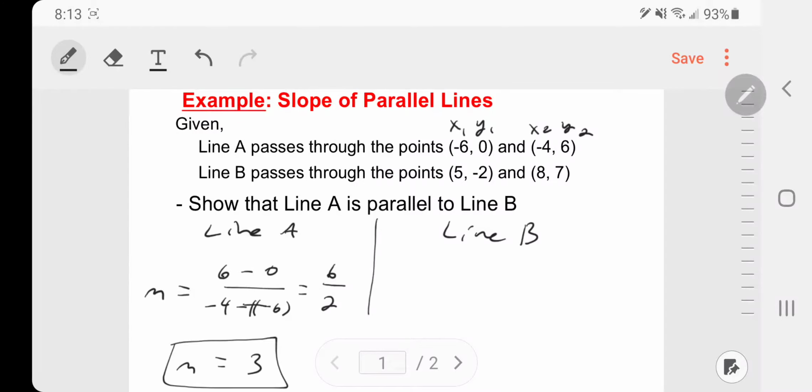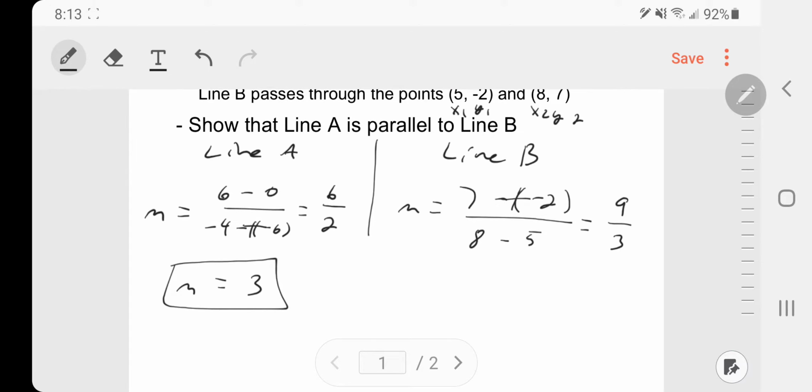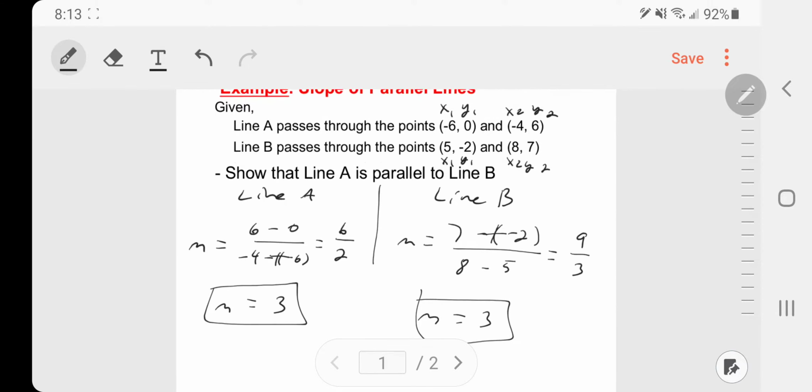Now we'll do the same thing for line B. Again, we have an x1, a y1, an x2, and a y2. So y2 is 7 minus -2, and then we have x2, which is 8, minus x1, which is 5. 7 minus -2 is a positive 9, and 8 minus 5 gives me 3. 9 divided by 3, m equals 3. We notice that they have the same slope, m equals 3 for both line A and line B, therefore they are parallel.